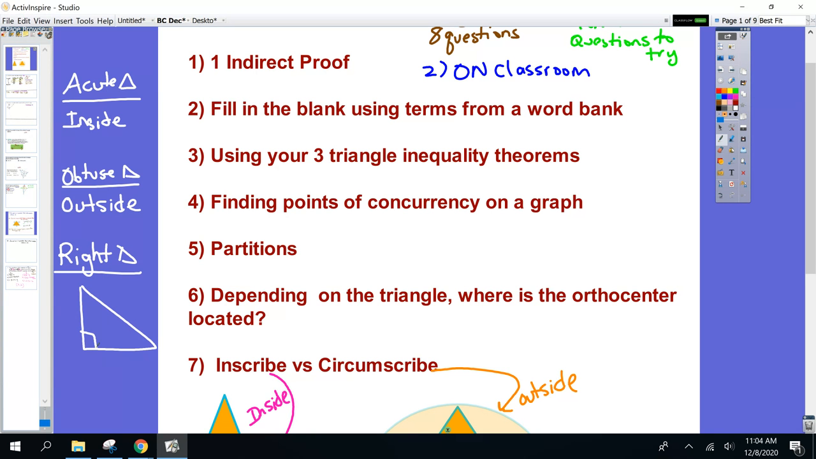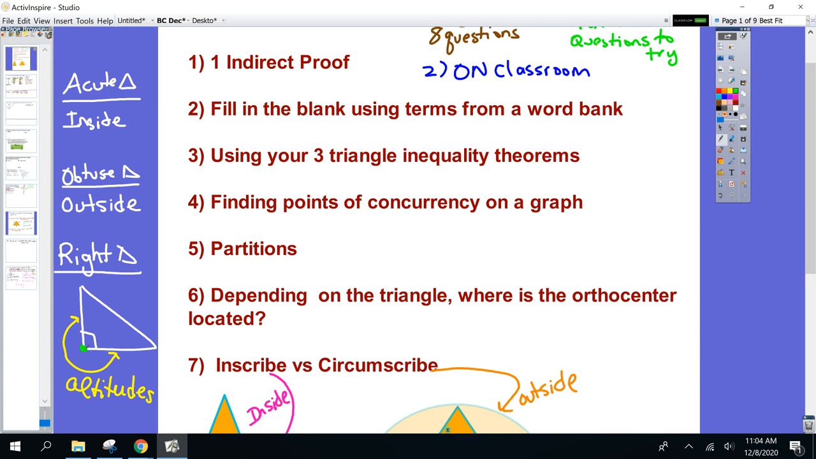Right triangle. Please remember, and some of you got this incorrect on your quiz, the legs of a right triangle are also altitudes. They are perpendicular to the opposite side. Meaning, where's the orthocenter on a right triangle? Where those 2 legs meet.